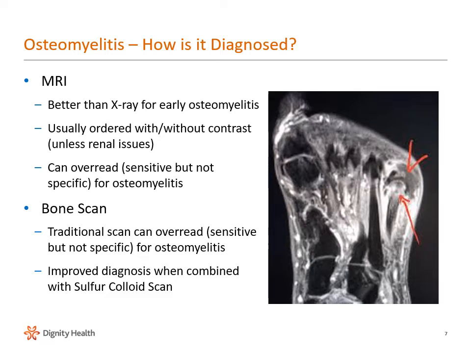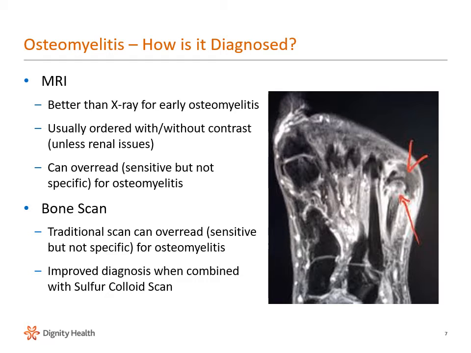Other diagnostic tools: an MRI is excellent for early osteomyelitis. It will pick up the bone marrow edema before the bone starts to erode, so an MRI can be very helpful. In the hospital, these are usually ordered with and without contrast unless the patient has renal or kidney issues. The other thing about an MRI is it doesn't guarantee our diagnosis. It's very sensitive, so it will capture most of the osteomyelitis, but it's not as specific. That means there are other conditions which may show marrow edema patterns similar to osteomyelitis that are not osteomyelitis. So MRI is very, very helpful, but not definitive for the diagnosis.